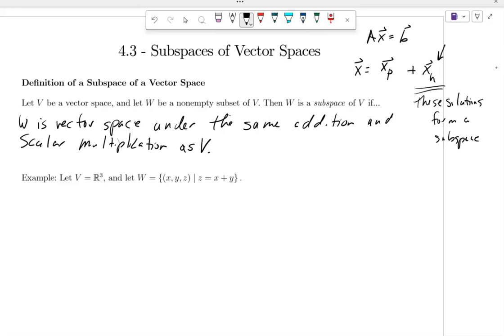When you look at the set of all the solutions to the homogeneous system of equations, you get a subspace of, if A is m by n, a subspace of Rn.